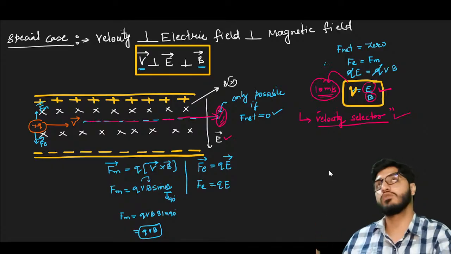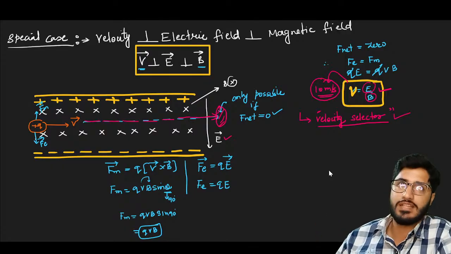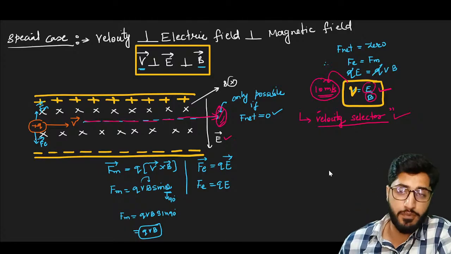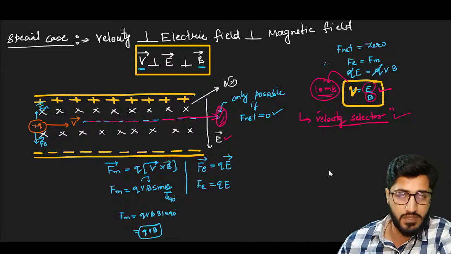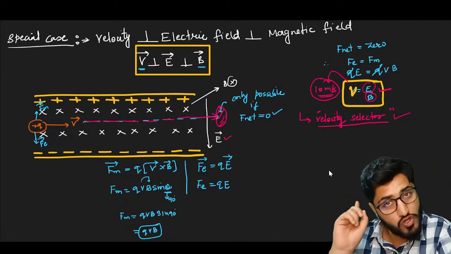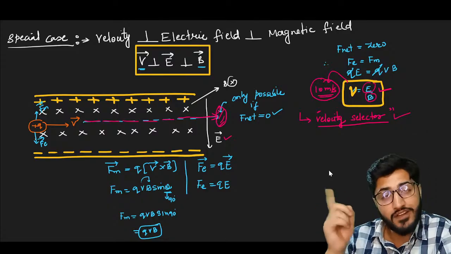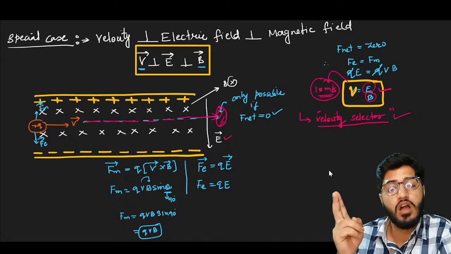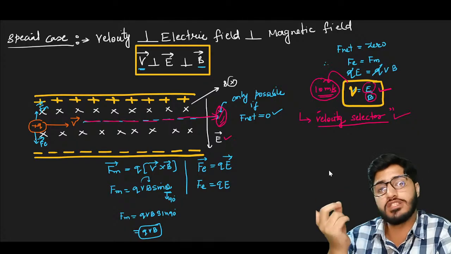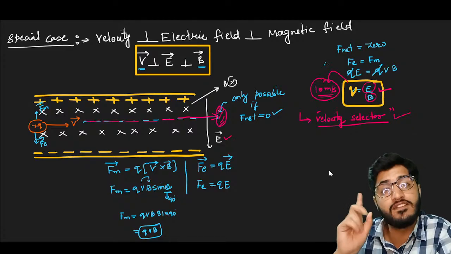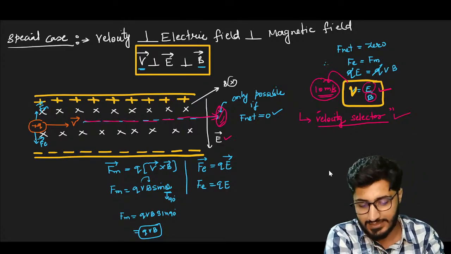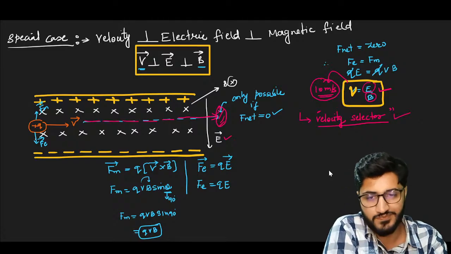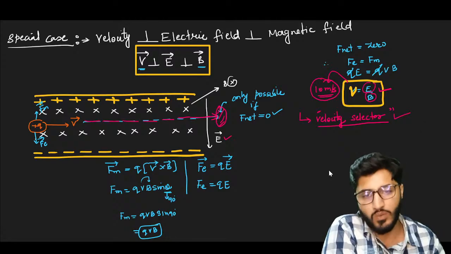So we can get one more point from this observation. That means if an electric field is present and a magnetic field is also present, and both fields are acting on a charged particle, it is still possible that the charged particle will go undeviated on the path. Then we can do one more thing now.